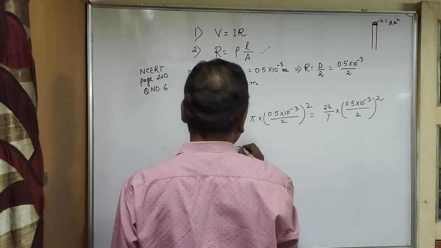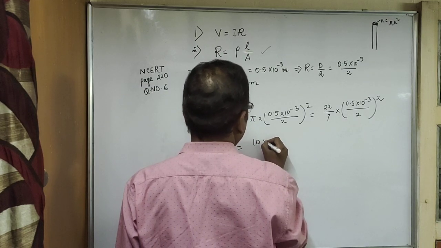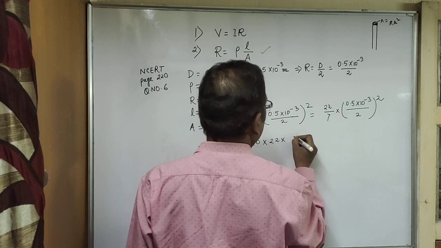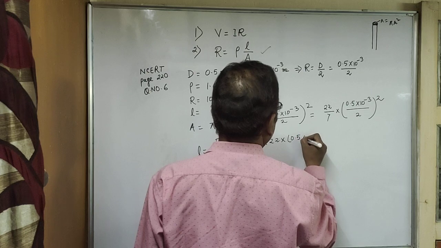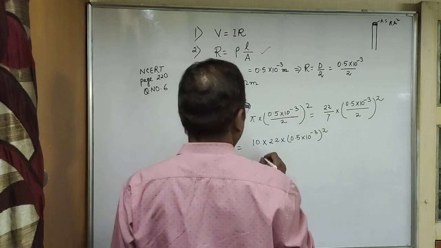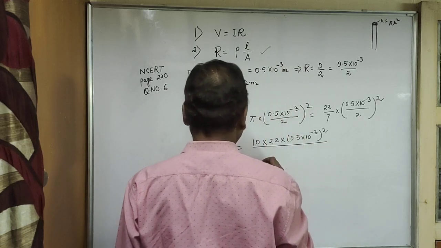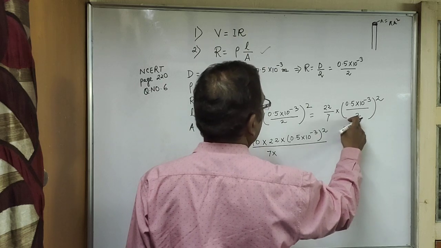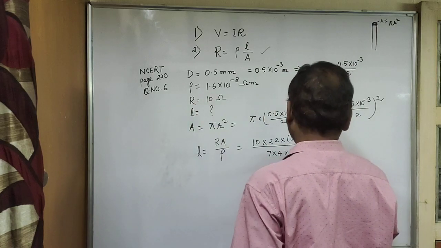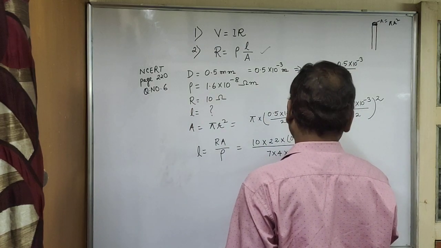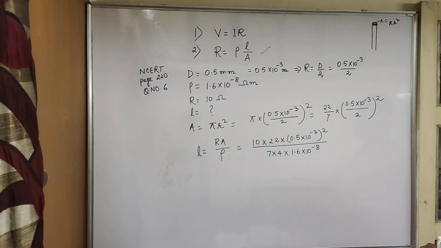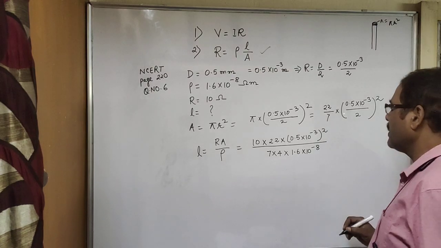Now substitute the values. R is 10 ohm, area of cross section is this much, 22 into 0.5 into 10 to the power minus 3 whole square in numerator, and in denominator we have 7 into 2 square, which is 4, so I am writing 4 here. And what is value of resistivity? 1.6 into 10 to the power minus 8. So try to simplify this one.